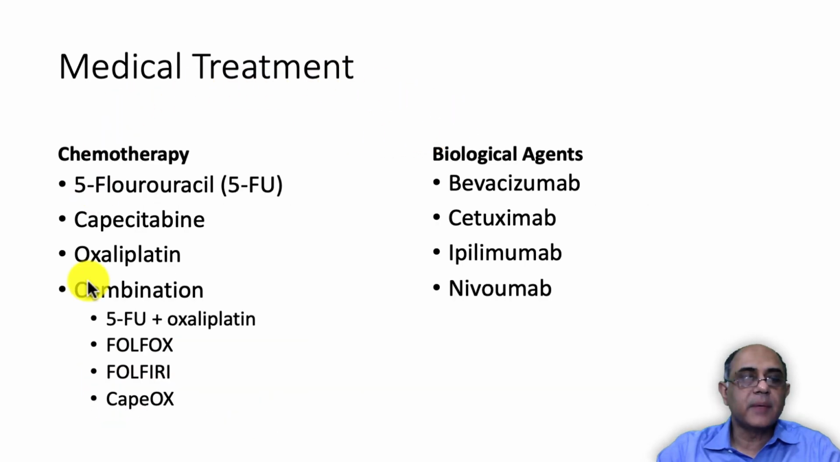So chemotherapy, the commonest is 5-fluorouracil. Capecitabine is usually given in oral form, and these are the regimens. Just try to remember a few of them, the combinations FOLFOX and CAPOX. These are the two commonest chemotherapeutic regimens which are started in a neoadjuvant or in an adjuvant setting.